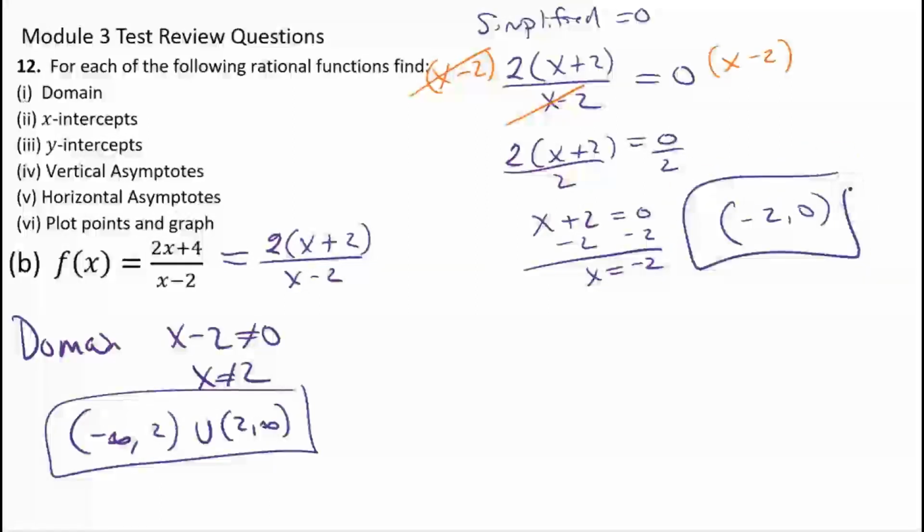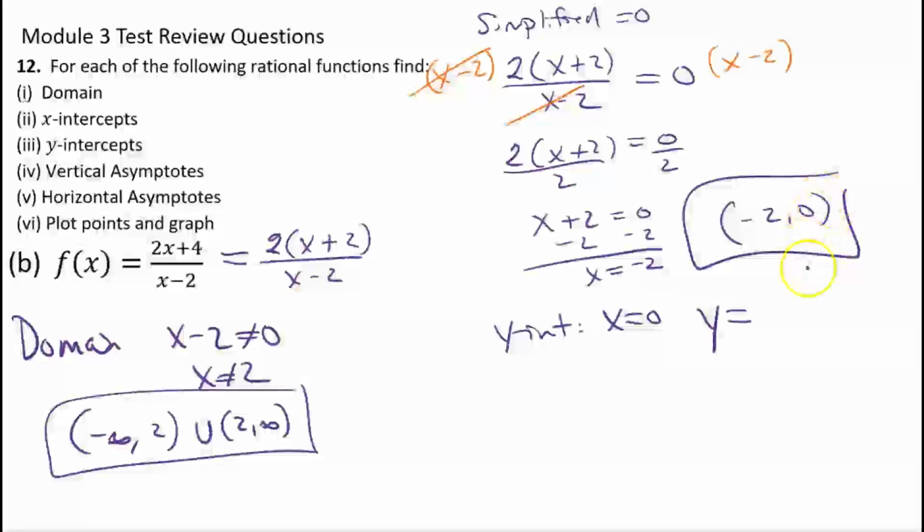That's my x-intercept. My y-intercept is when you set x equal to 0. I'm going to write that as y equals, and you can plug in that 0, always in the simplified one, but again, these are the exact same.